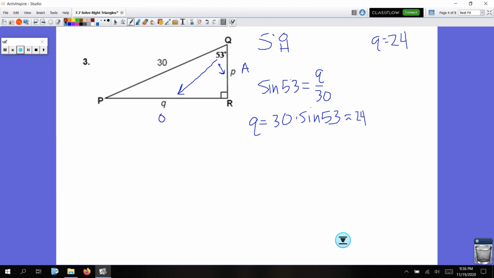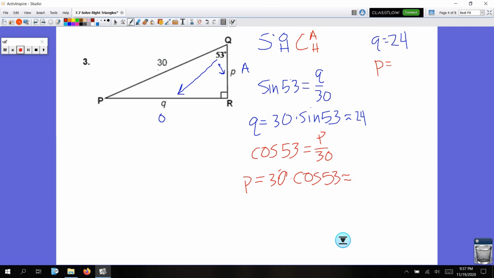Now let's find P. P is adjacent. I have the hypotenuse. Adjacent over hypotenuse is cosine. So let's set it up. Cosine of 53 degrees is equal to the ratio of adjacent, which is P, over hypotenuse, 30. Again, I'm going to do the same thing, right? Multiply both sides by 30 and get P is equal to 30 times cosine of 53. All right, let's check it out. 30 times cosine of 53, and I get 18.1. And I round to the nearest tenth. So P is 18.1.